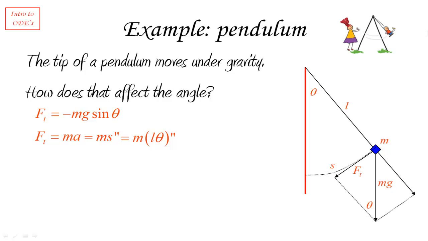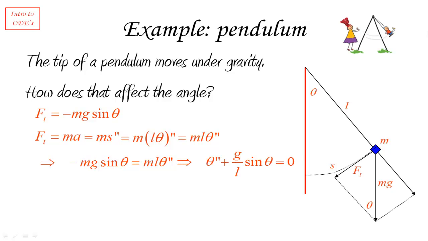But L is constant, so it doesn't really come into the second derivative. Therefore, we can say that this tangential force is going to be equal to m times L times just the second derivative of theta. Okay? Now, what we can do is set these two expressions equal to each other. So minus mg sine theta is going to be equal to mL theta double prime. Cancel the m's that we don't need, rearrange a few things, and we come up with this equation.